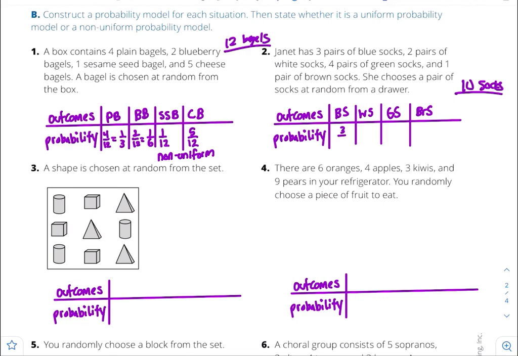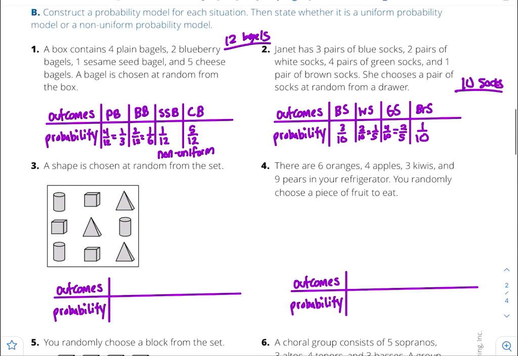So 3 out of 10 for the blue. For the white, it's 2 out of 10, but simplify that fraction to 1/5. For the green, it's 4 out of 10. Simplify that fraction to be 2/5. And for the brown sock, it's 1 out of 10. So again, are these uniform? Not really, because they don't give you an equal amount of chance to solve for these. So this one's non-uniform.